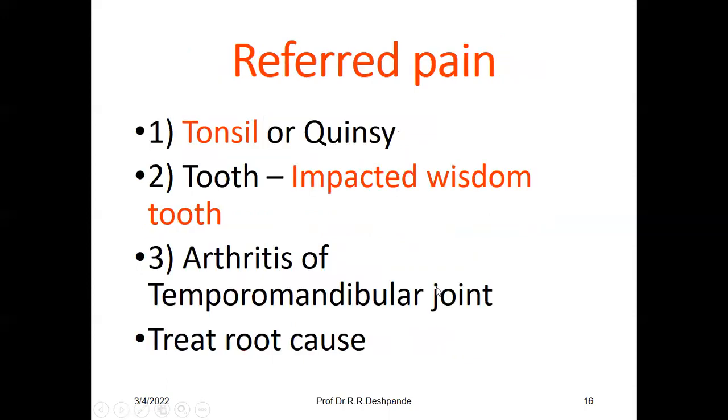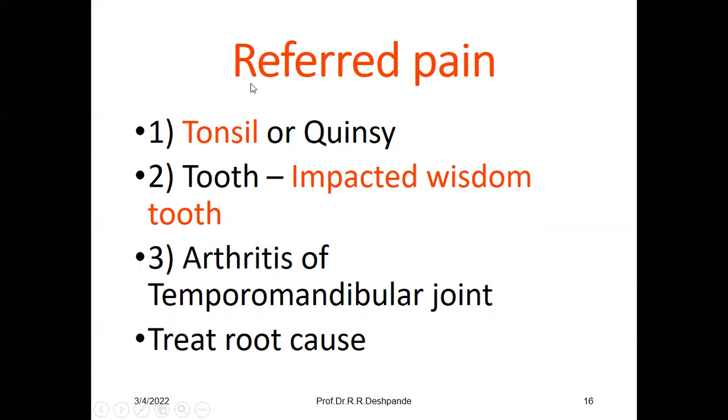Next cause for the pain in the ear is referred pain. As I mentioned, why is it called referred pain? The pain is in the ear, but it is coming from another organ of the body, from another side, another organ. So that is called referred. For example, the child is having tonsillitis, inflammation of the tonsils, or quinsy. Then because of the inflammation of the tonsil, the child is getting pain in the ear. There is no ear problem. The problem is outside the ear. And that is why this is called referred pain.